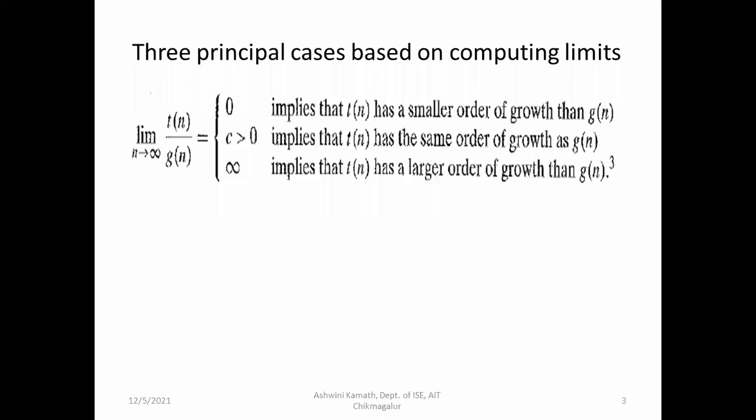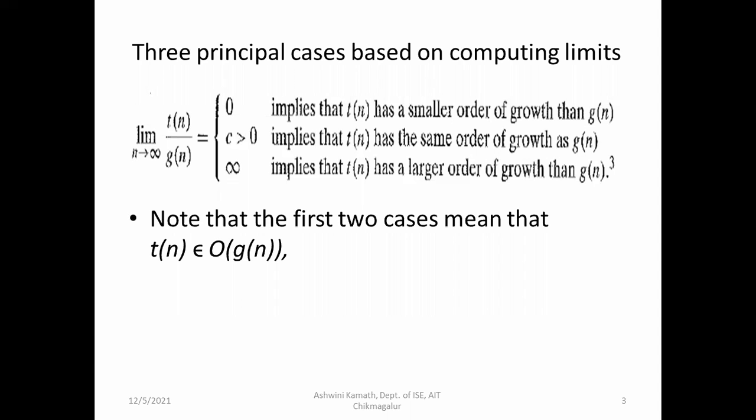We have to perform the division operation here. If the value after division is 0, then it means that t of n has a smaller order of growth than g of n. If the value is c greater than 0, some constant value other than 0, it means that t of n has the same order of growth as g of n. And if the division value is infinity, then it means that t of n has a larger order of growth than g of n.